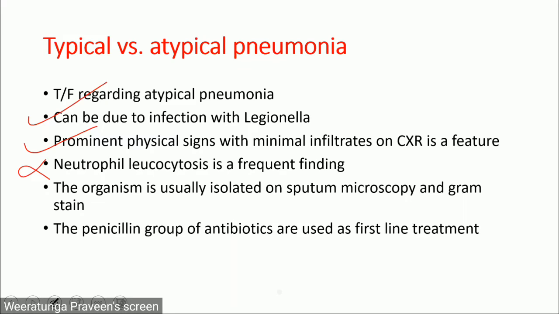Now, as you know, the organisms causing atypical pneumonia are difficult to isolate, right? They cannot be cultured or stained most of the time. And you have to do special tests like serological tests to diagnose them. An important thing about Legionella is that you can look for the Legionella antigen in the urine. That is a bit special about it. It's not the organism, it's the antigen that you can find in the urine.